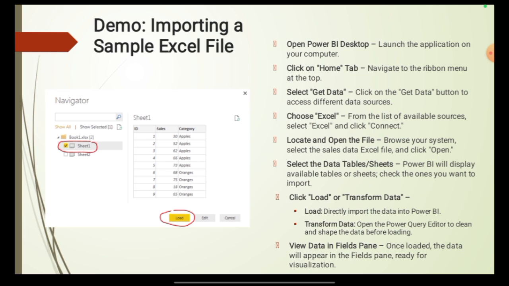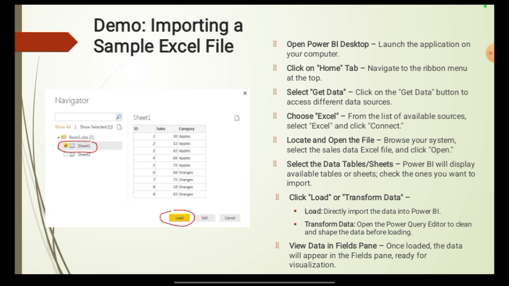Select Get Data. Click on the Get Data button to access different data sources. Choose Excel. From the list of available sources, select Excel and click Connect. Locate and open the file. Browse your system. Select the sales data Excel file and click Open.